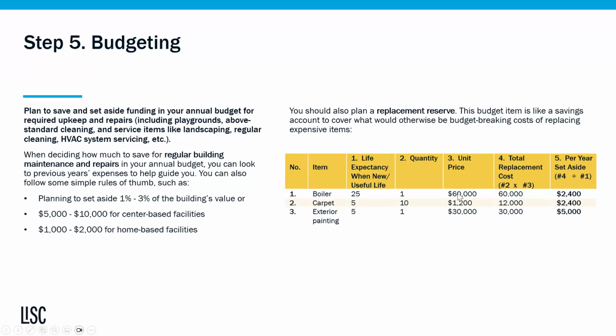So you're taking that price and spreading it across those years of its useful life to set a goal for how much you might need to set aside each year in that replacement reserve. It's kind of like a savings account to cover what might otherwise be really budget breaking costs of some of those more expensive items. So have a plan, update those plans often, and try to reduce any unanticipated surprises that might come about.